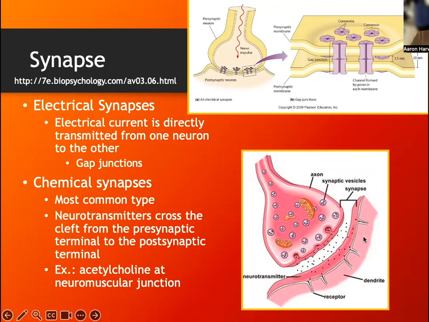Chemical synapses are the most common type of synapse that we have. Basically, an electrical signal comes to the presynaptic, which then releases some sort of chemical messenger, neurotransmitter, across the synaptic cleft to the postsynaptic terminal. A really good example of this is when you get a nerve stimulation to the neuromuscular junction, that release of acetylcholine across the synaptic cleft interacting with the muscle cell, that is a prime example of a chemical synapse.